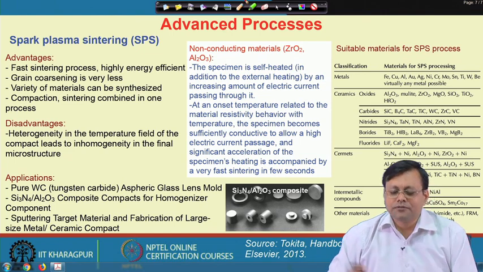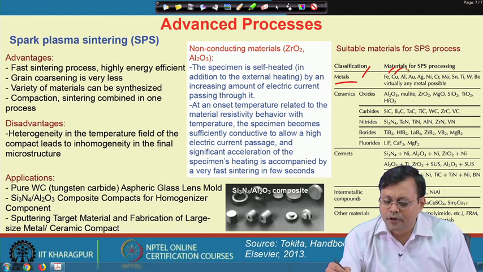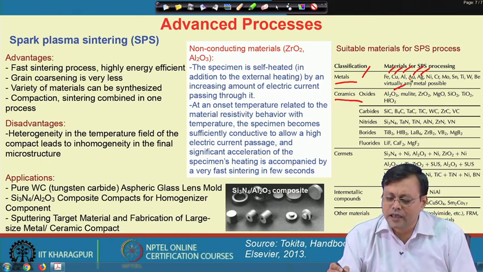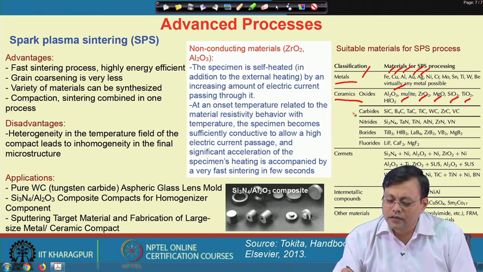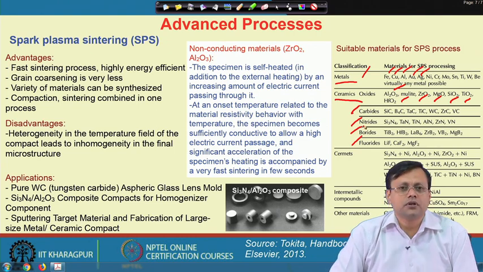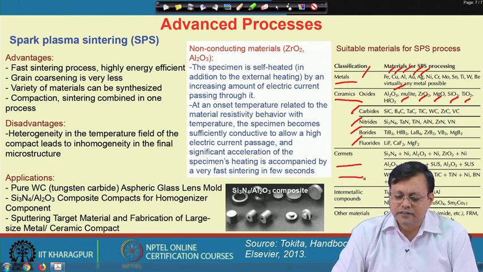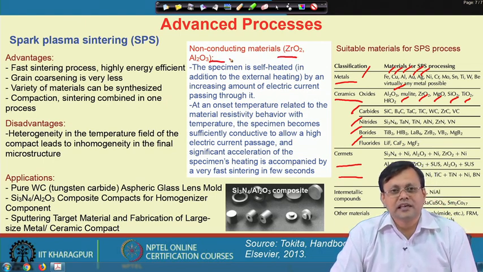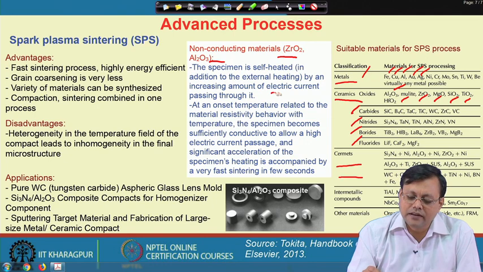So, usually all different kinds of material can be sintered. Starting from metals like iron, copper, aluminum, gold, silver, they are automatically electrically conductive materials. However, ceramic oxides like alumina, mullite and zirconia, mullite being basically a compound of alumina and silica, and also magnesia, silica, titania, carbides, nitrides, borides, we can almost sinter any of these high temperature materials using spark plasma sintering, and the effective product is also very high. However, in case of a non-conductive sample, the specimen is self heated in addition to the external heating by an increased amount of electrical current that passes through it.